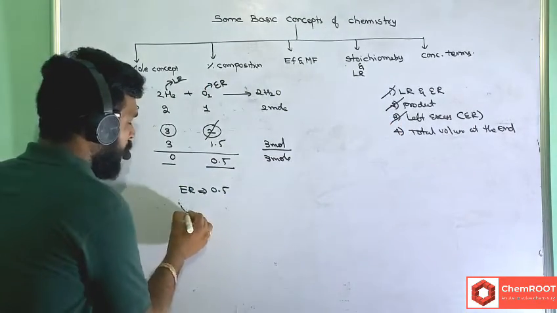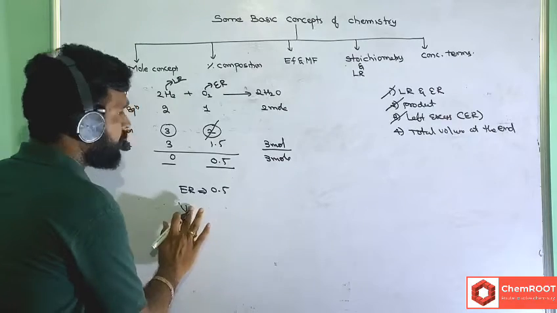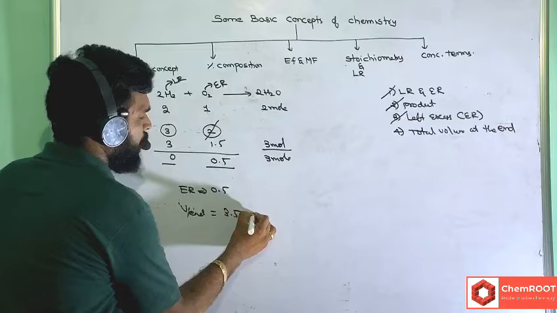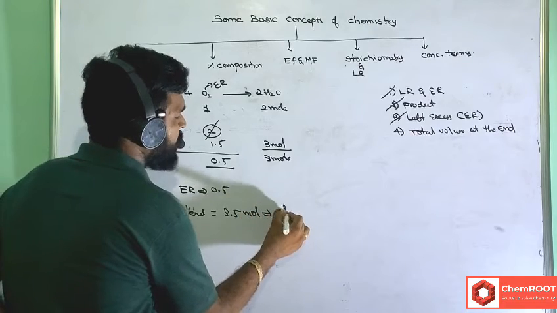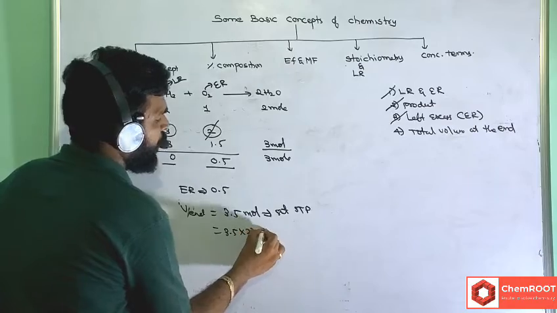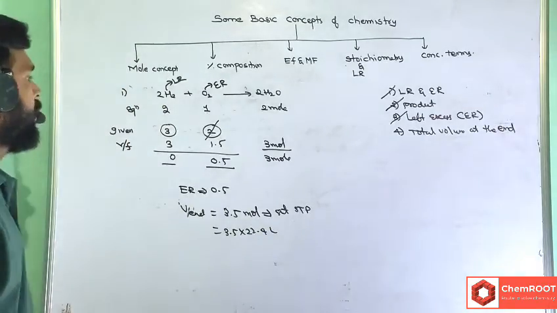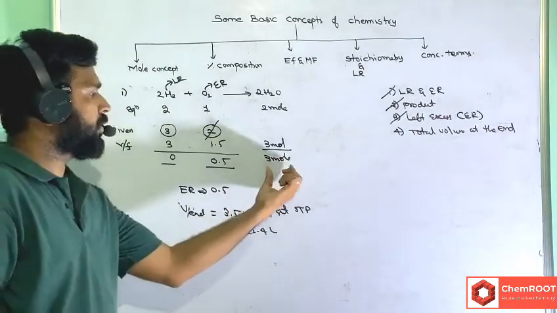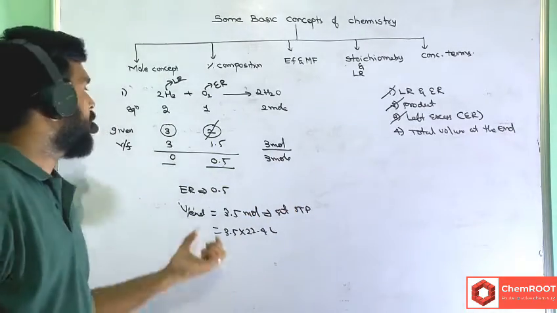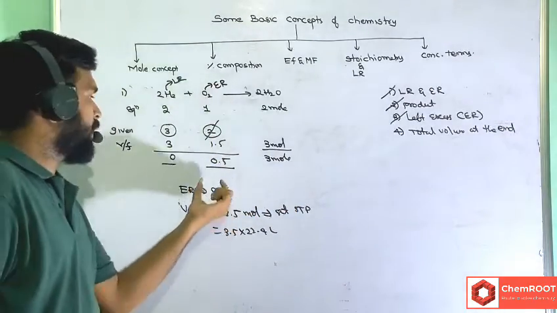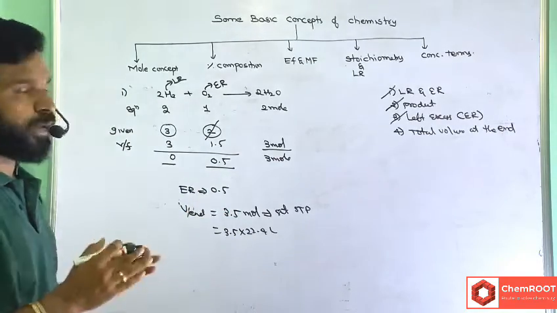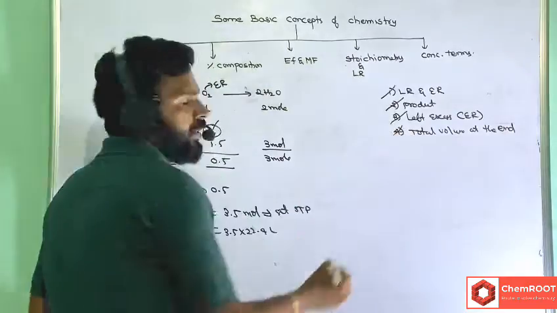Total volume at the end: okay, so 3.5 moles will be present. Suppose it is at STP, then it is 3.5 into 22.4 liters present at the end. Or the water formed is 3 moles, so 3 into 22.4 liters at STP. And the excess oxygen is 0.5 into 22.4 liters. So like that we can solve the questions related to the limiting reagent concept.